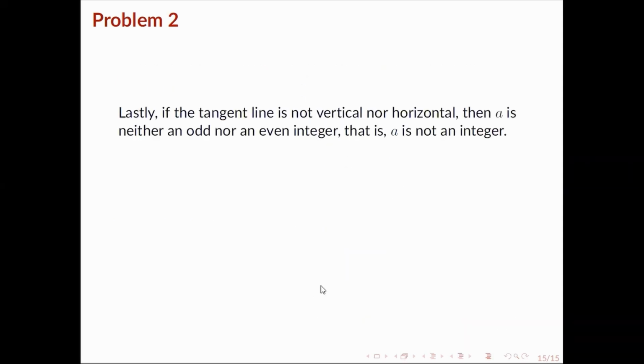And lastly, if the tangent line is not vertical nor horizontal, then we can just exclude from what we have achieved previously, right? a is neither an odd nor an even integer. That is, a is not an integer. So a is part of the real numbers, but a is not an integer.